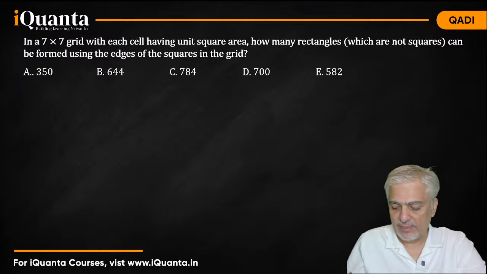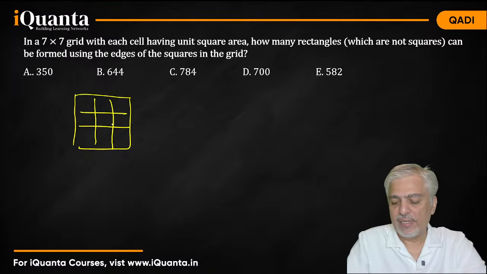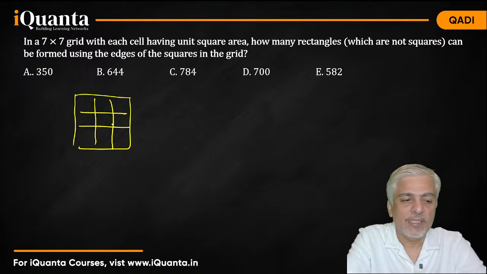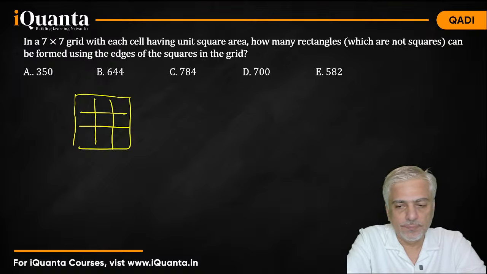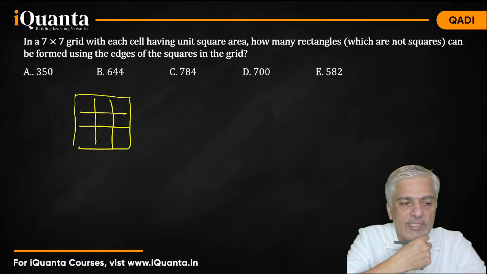7 by 7 grid. I can just make a small one also just to understand the concept. If I make 3 by 3 also, the concept can be understood. How many rectangles which are not square can be formed? Nobody's given me the answer yet. Waiting for an answer.